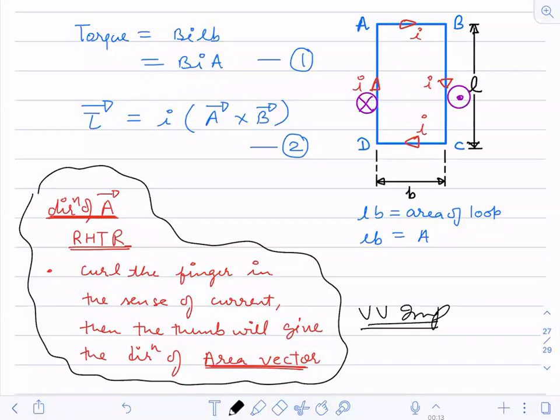So this was all about the torque now. Now, here I'm having only one coil. Suppose I'm having n number of coils or n number of turns. Then we'll just multiply this complete torque by n. This is for one turn. Suppose I'm having 100 coils, then the torque will become 100 times.